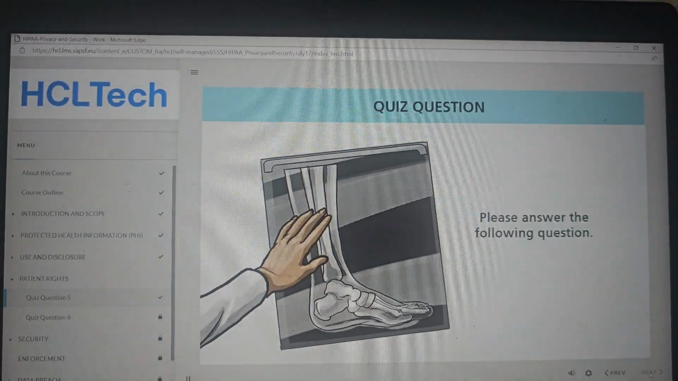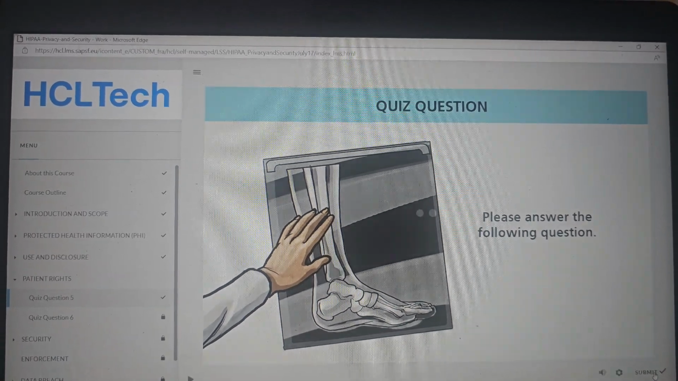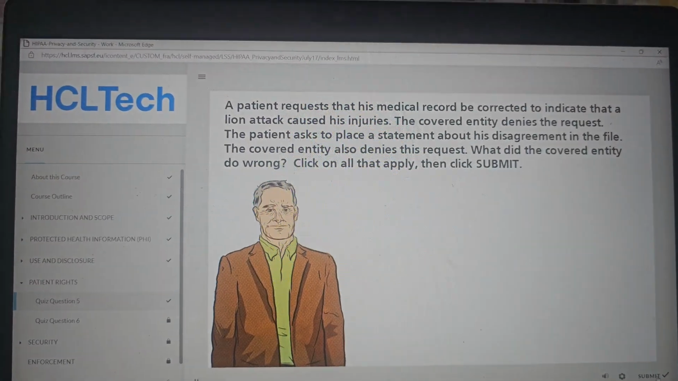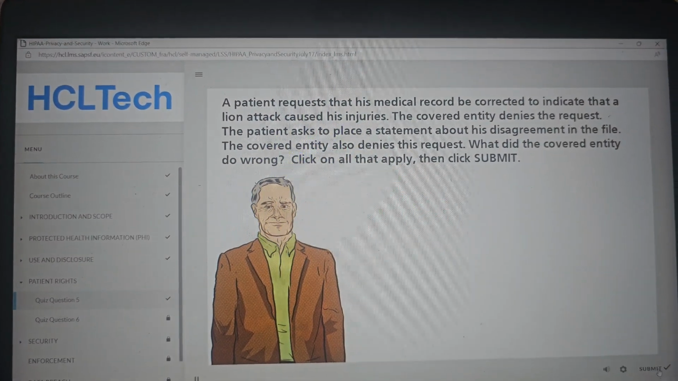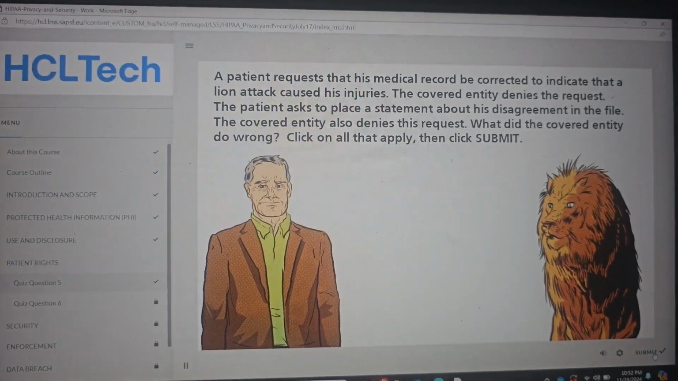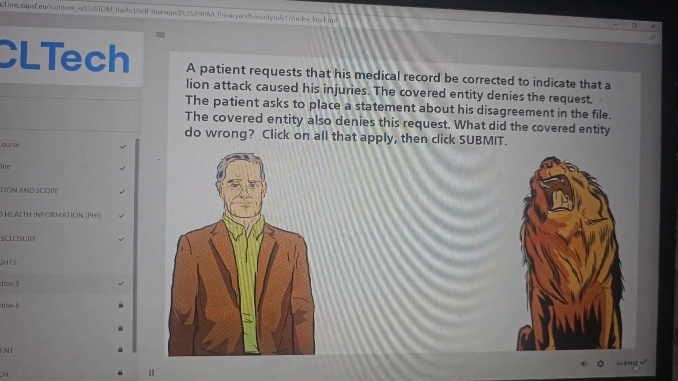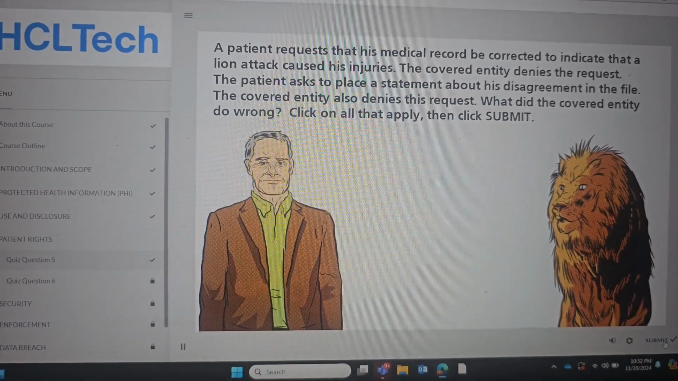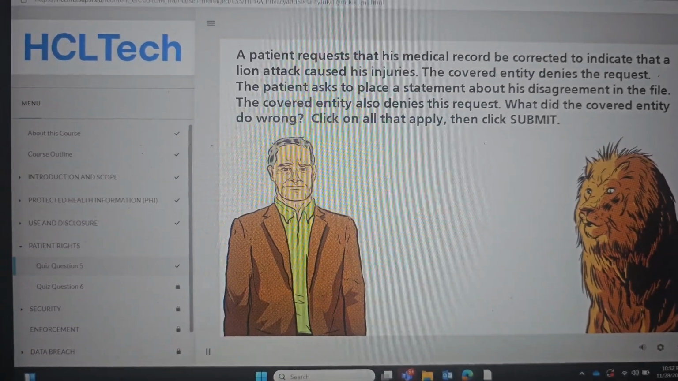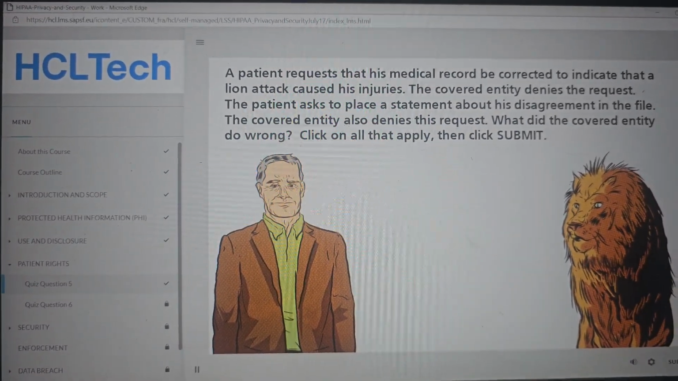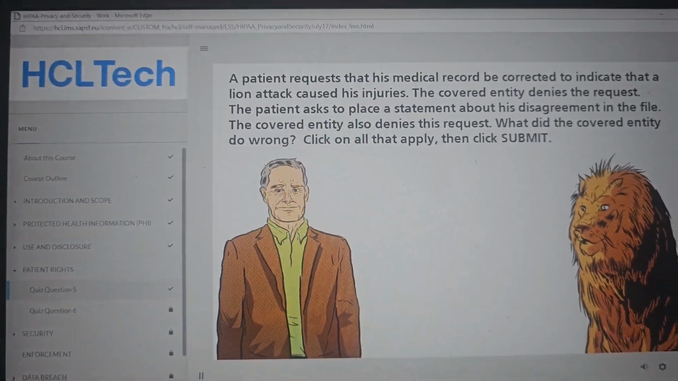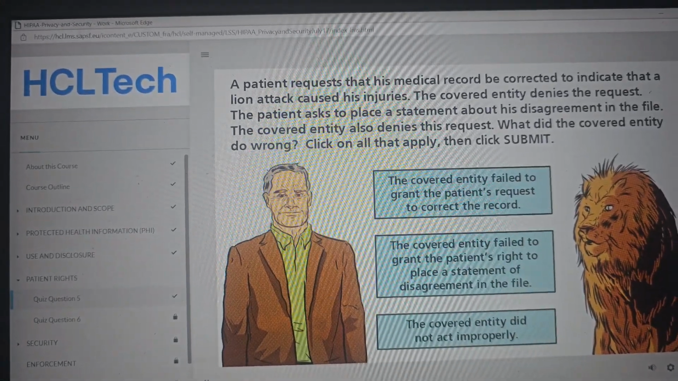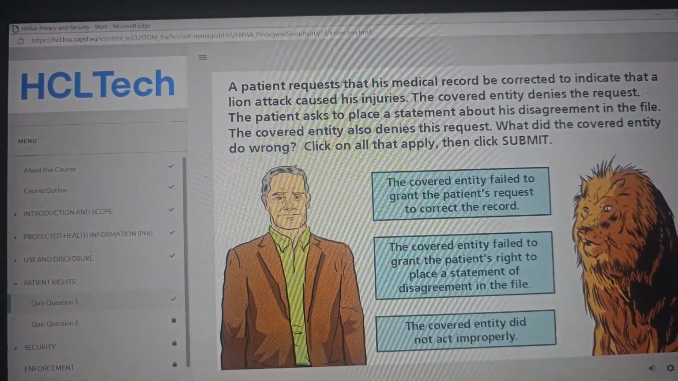Please answer the following question. A patient requests that his medical record be corrected to indicate that a lion attack caused his injuries. The covered entity denies the request. The patient asks to place a statement about his disagreement in the file. The covered entity also denies this request. What did the covered entity do wrong? Click on All That Apply, then click Submit.